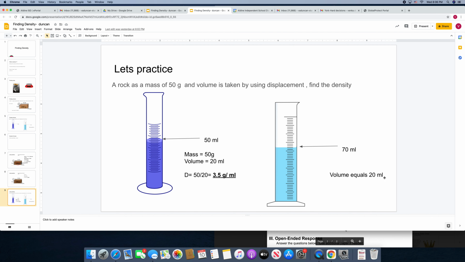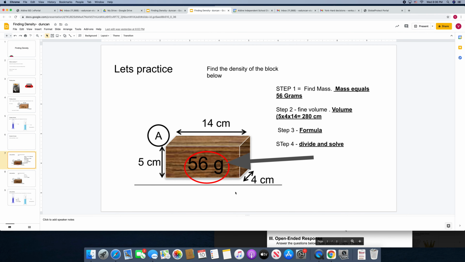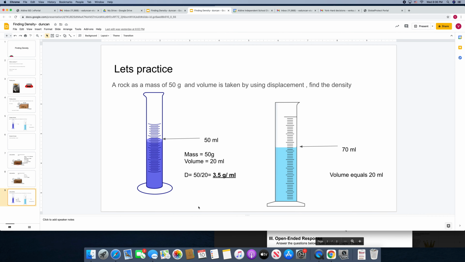Now we're going to plug our information into our formula. Mass equals 50 grams, like it says up here. Volume equals 20 milliliters, like we found out from this displacement method. And then we're going to set up our equation and divide, and that will give you 3.5 grams per milliliter.